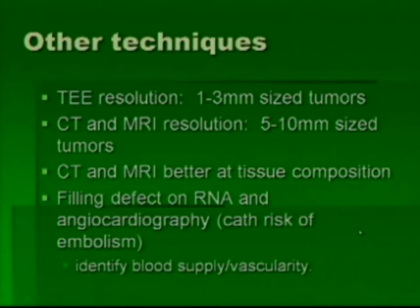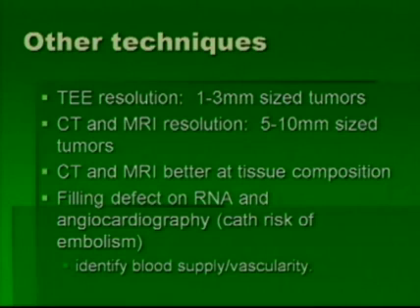Other techniques, of course, we can use TEE, which gives us better resolution. We can see smaller tumors on TEE. CT, CAT scan, and MRI resolution is getting better. It's probably better than this now, but traditionally 5 to 10 millimeter sized tumors, making echo in general still better at visualizing the masses. CT and MRI are better, however, at tissue composition. We already saw examples of that when we looked at lipomas.